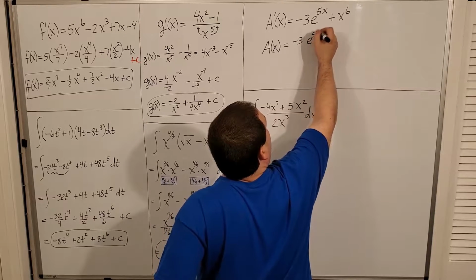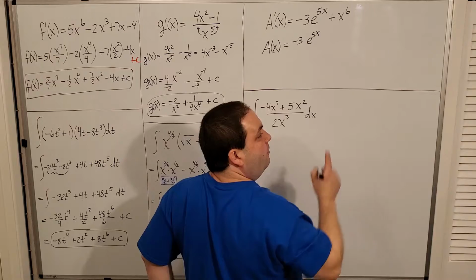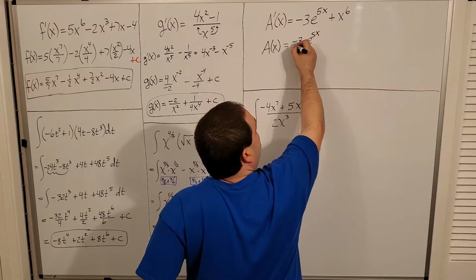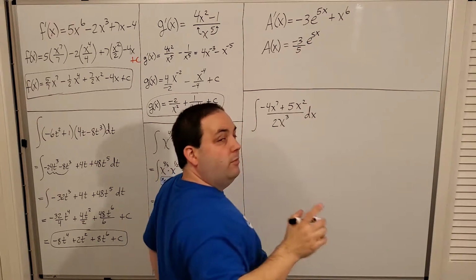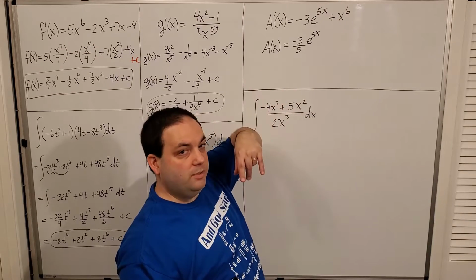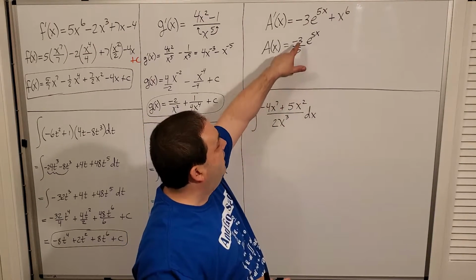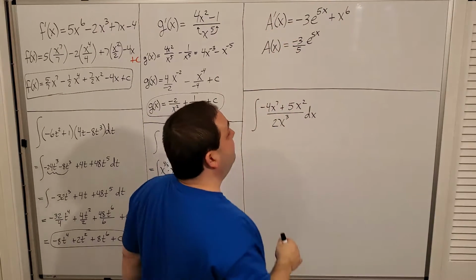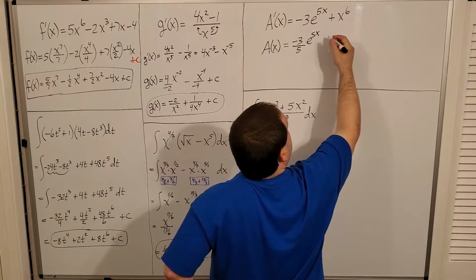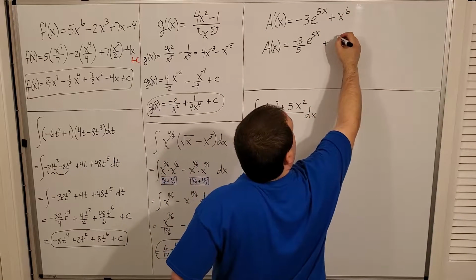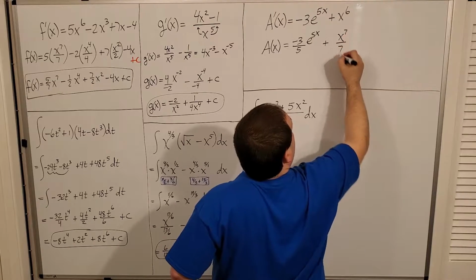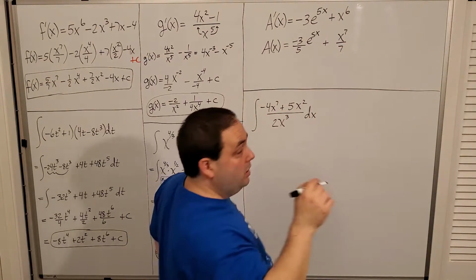E to the 5x is its own antiderivative, but there's a 5 in there. So I have to divide by the 5. Remember, if it was a derivative, I would have multiplied by the 5. No. Antiderivative, I divide by the 5. And x to the 6th, I have x to the 7th over 7 plus c.